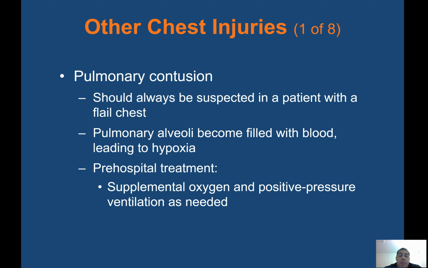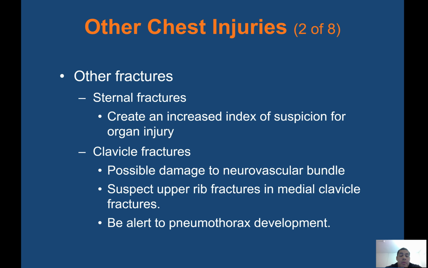Other chest injuries. Pulmonary contusion should always be suspected in a patient with a flail chest. Pulmonary alveoli become filled with blood, leading to hypoxia. Pre-hospital treatment: supplemental oxygen and positive pressure ventilation is needed. Other fractures: sternal fractures create an increased index of suspicion for organ injury. Clavicle fractures, possible damage to the neurovascular bundle. Suspect upper rib fractures and medial clavicle fractures. Be alert to pneumothorax development.